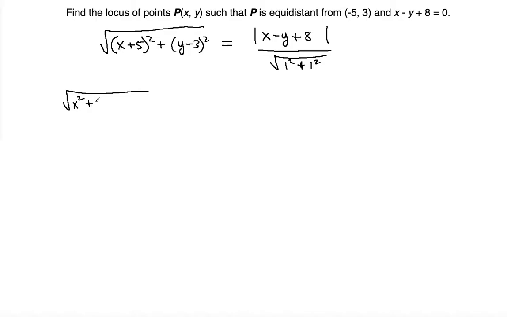x squared + 10x + 25, accounting for this binomial being squared, plus y squared - 6y + 9, accounting for this binomial with the y's, is equal to the absolute value of x - y + 8, divided by radical 2, right? Because 1 squared plus 1 squared is the same thing as 1 + 1, which is 2. Radical 2 is the result. So now you want to square both sides.